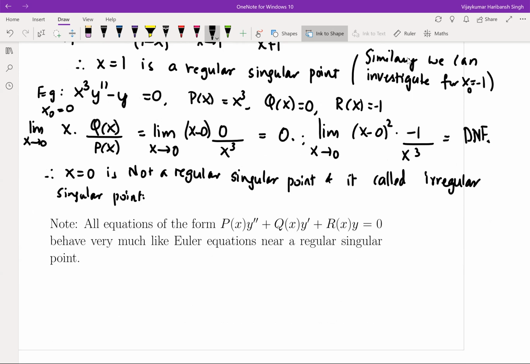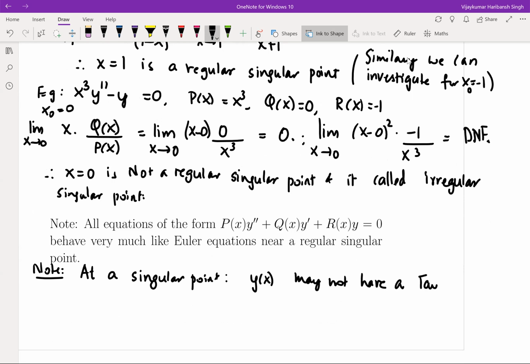So note a few important things. Why did we discuss this technique at a singular point? Y(x) may not have a Taylor series. There are techniques about Laurent series, but we are not going to get into that.